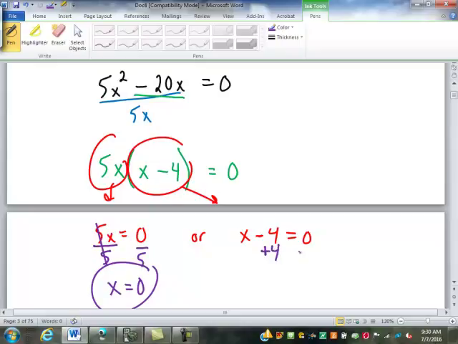We're going to add 4, right? So x equals positive 4. So either x equals 0 or x equals positive 4. For this class, we're not going to do a lot of equations that have x squared in them or y squared in them. But I wanted you to see that example.